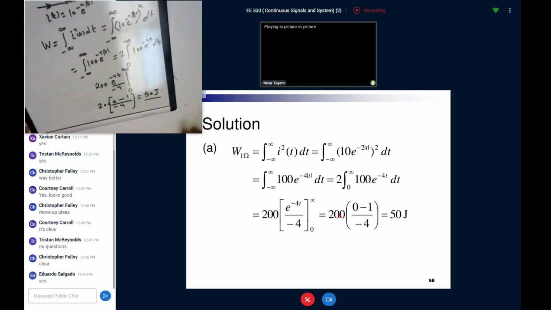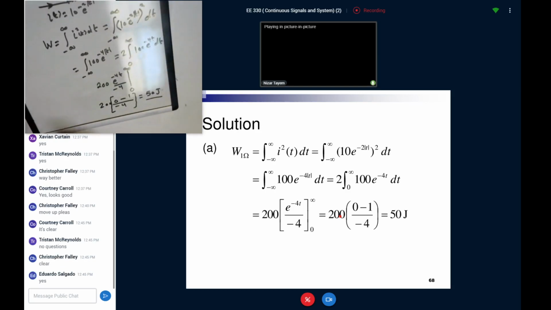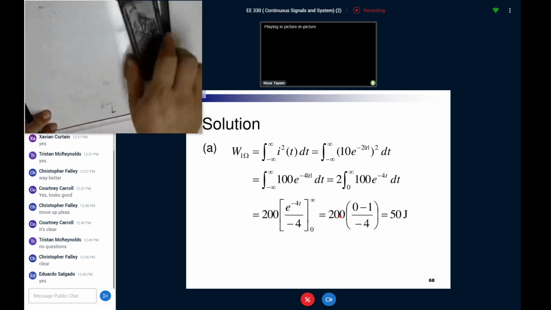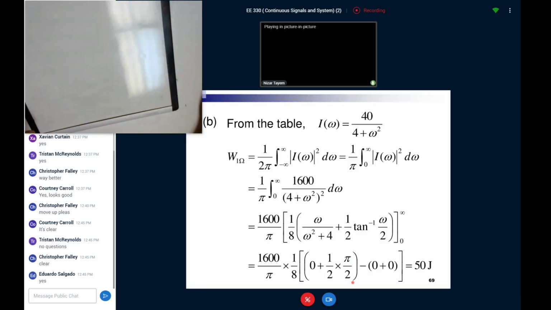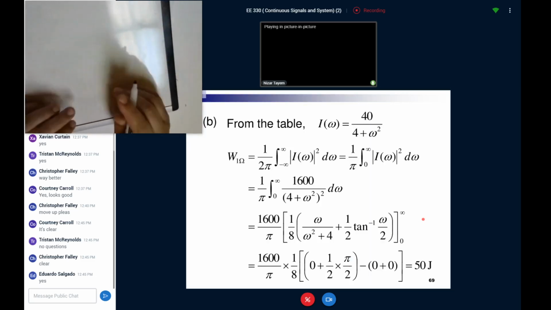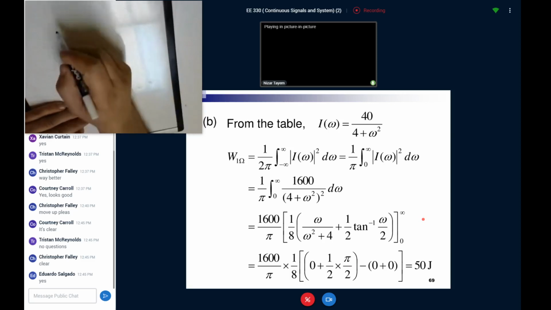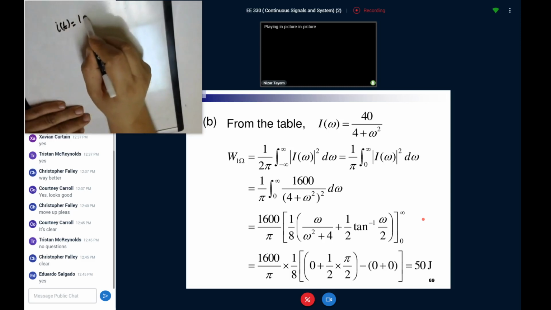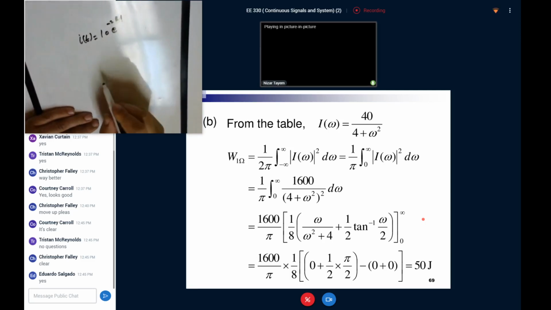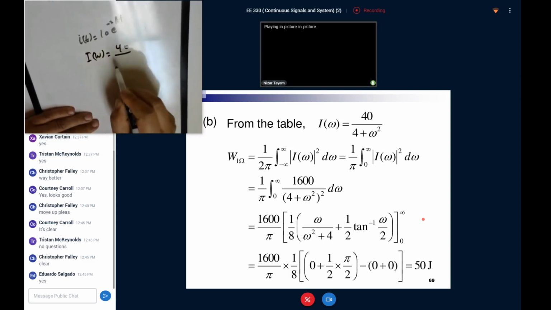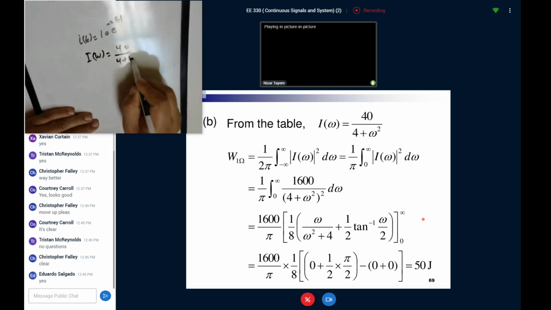Now let's try to find out how we can find the energy in the frequency domain. To find the energy in the frequency domain, we're using Parseval's theorem in this case. Again, the first step is to find I of omega. We know i(t) is equal to 10 e^(-2|t|). So by using the Fourier transform table, we can find I(omega) is equal to 40 over 4 plus omega squared.